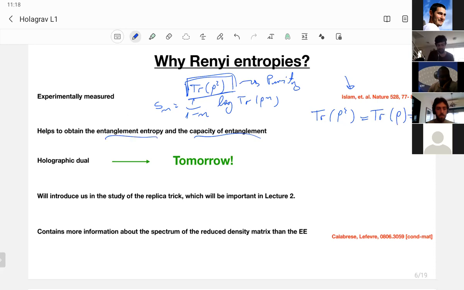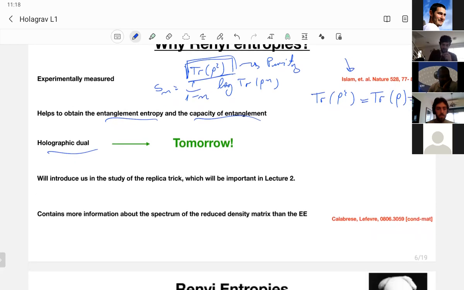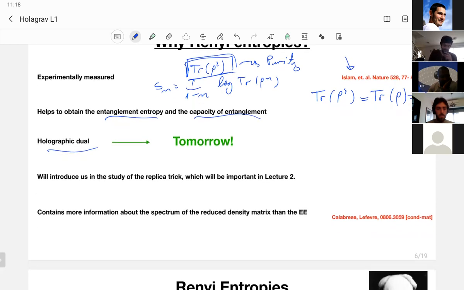I will say this in some slides. It has a holographic dual. This is interesting. Also, this will introduce us to the study of the replica trick, and this will be important tomorrow to understand how this manifests in a gravity computation. And also, if we have time, to talk about replica wormholes. This is just a trick to compute trace of rho to the n.